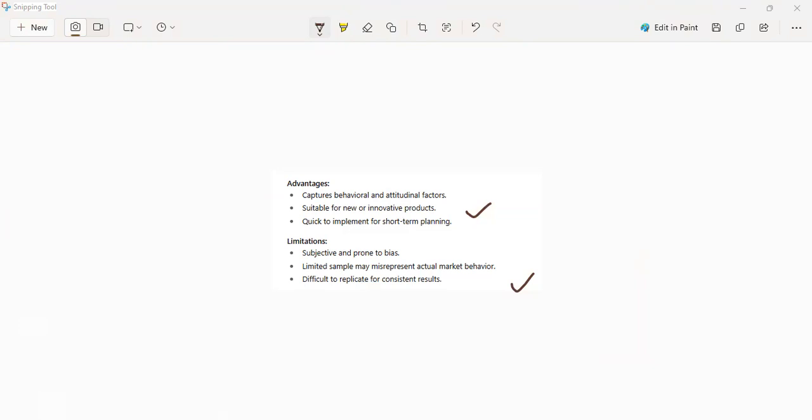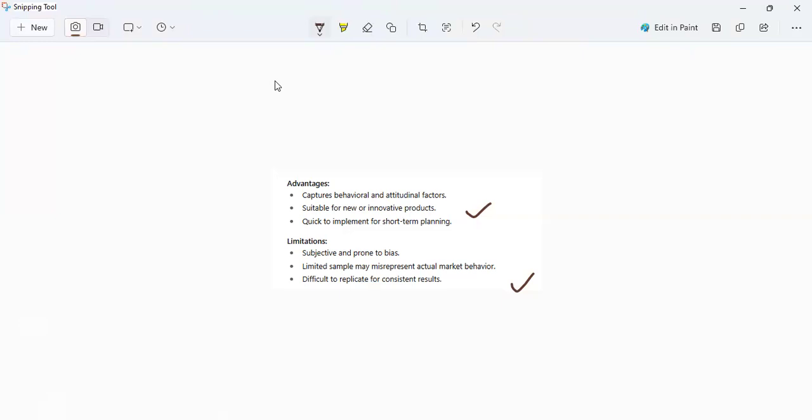So these were qualitative methods. Now we go to quantitative methods. For quantitative methods, we have the following types, including regression and econometric models. Quantitative methods make use of historical numeric data. This is quantitative in nature.